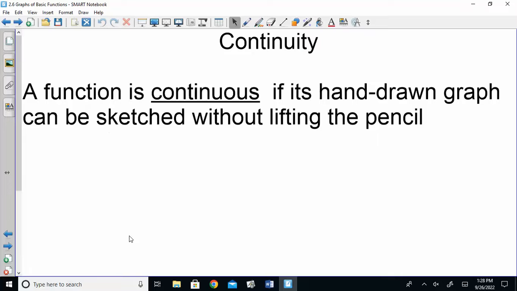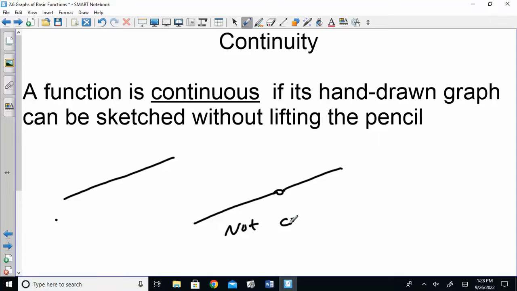One thing we're going to talk a lot about is what it means to be continuous. The very informal definition is if you can draw it without picking up your pencil, it's continuous. So if I just draw this, that's continuous. But if I do this with an open circle in the middle, can I draw that without picking up my pencil? No. So this is continuous, this one is not.